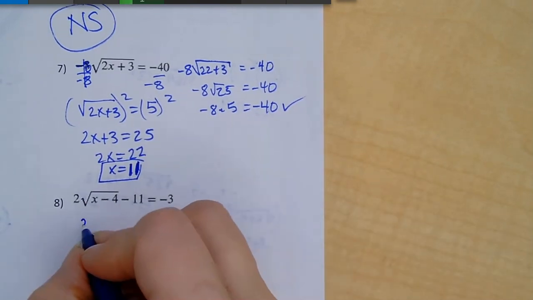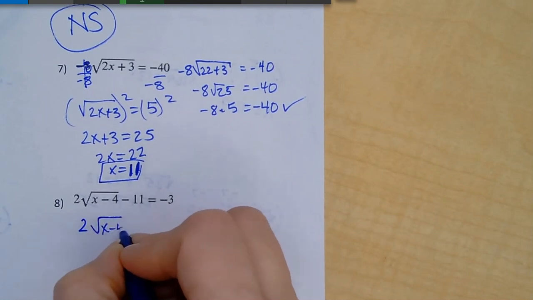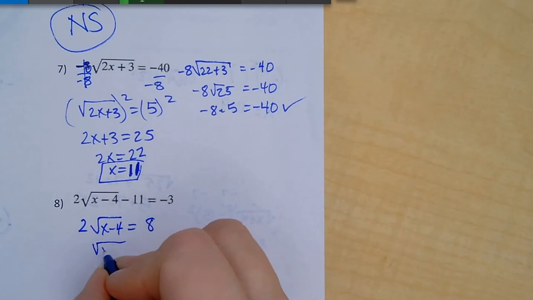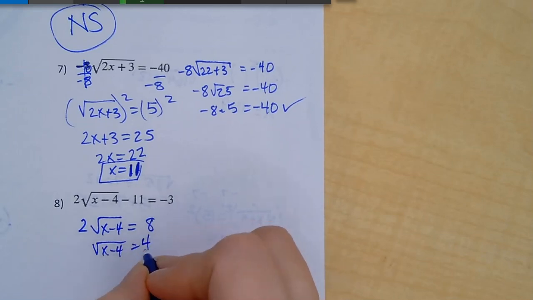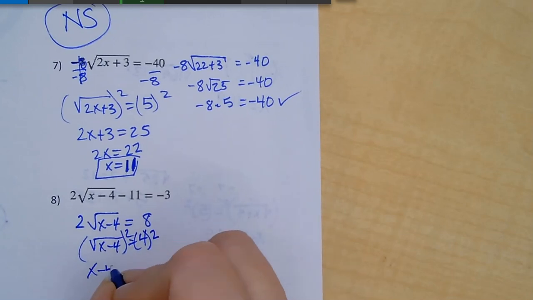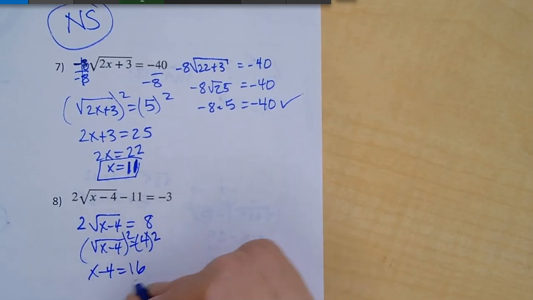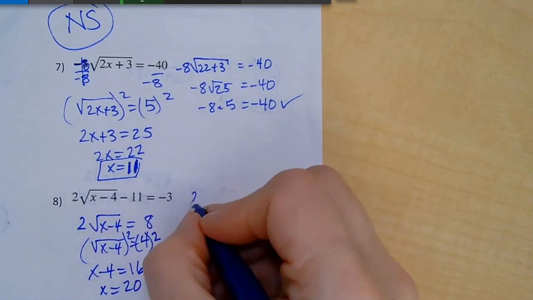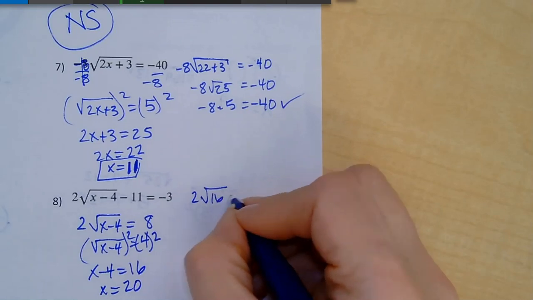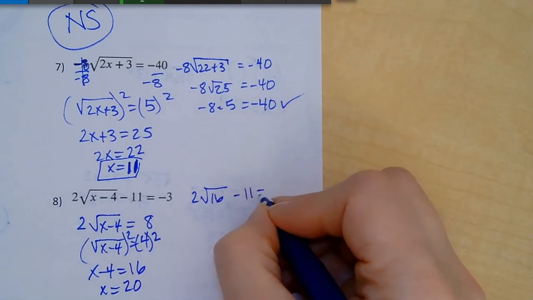Add 11 to each side, so I have 2 times the square root of x minus 4 equals 8. Divide each side by 2. I have square root of x minus 4 equals 4. Square both sides, so I have x minus 4 equals 16, and that means x equals 20. Okay, if I plug it in, 2 times the square root of 20 minus 4 is 16, and that's minus 11 equals negative 3.